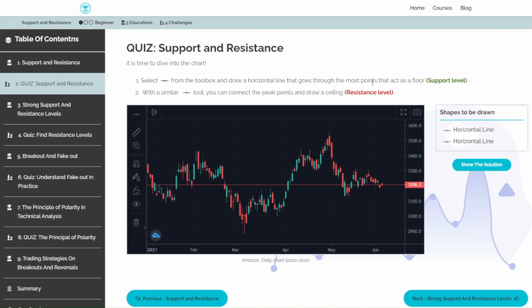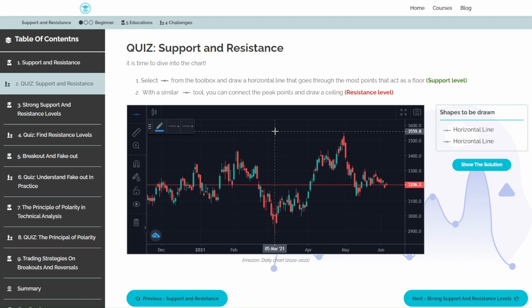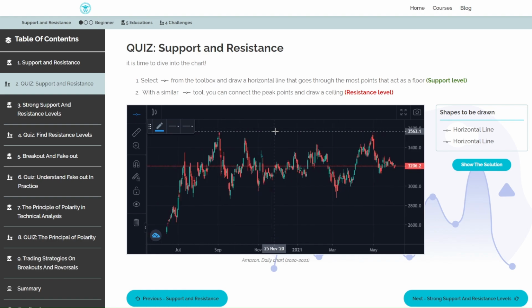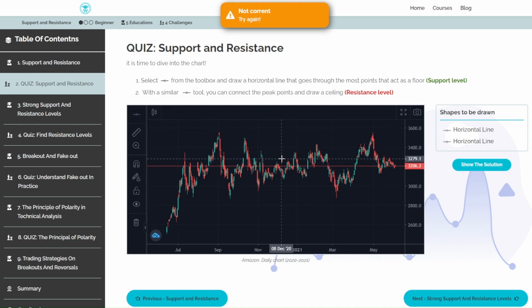It's a quiz or challenge, and I will actually do one of them for you here. It is really important if you want to go and do them. It says that there is one support and resistance zone, so I need to find them. I guess it might be somewhere here. Oh, it says no, not correct. So I will try again.